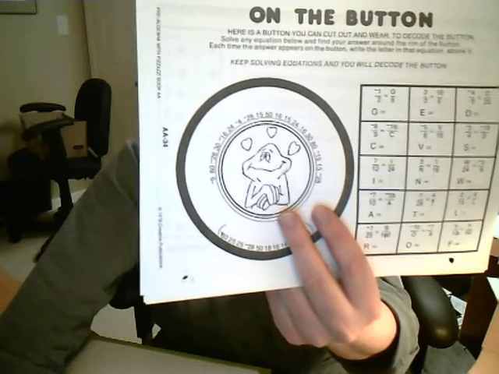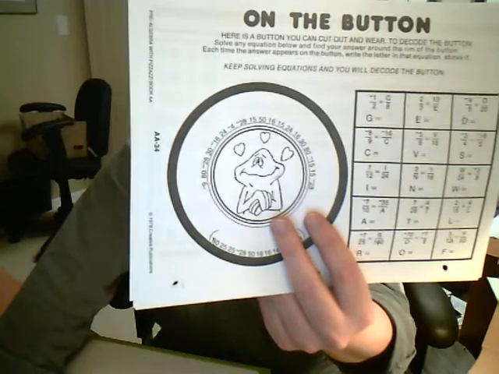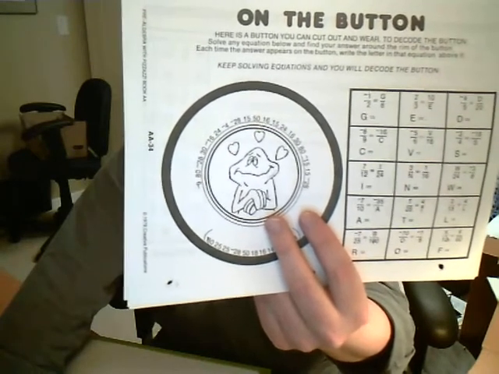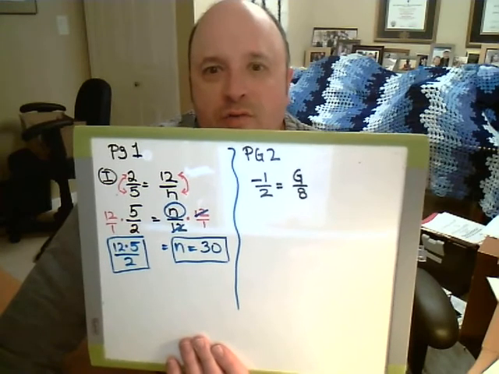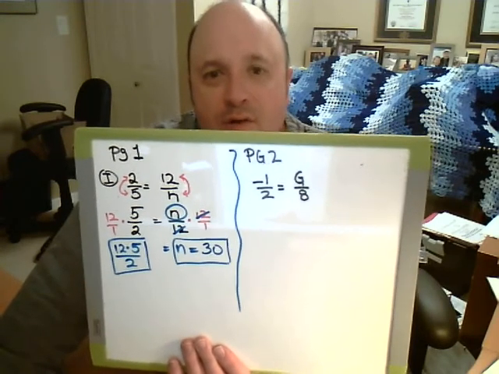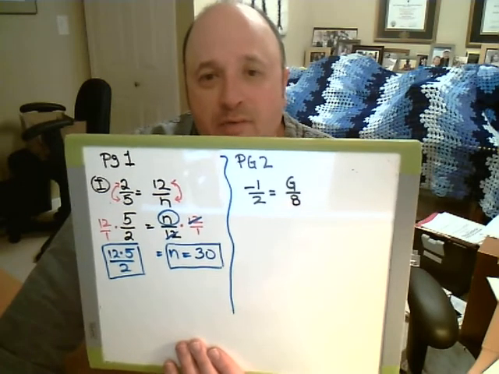Okay, so let's have a look at page 2. Very first one, negative 1/2 is equal to g over 8. Let's go through the process. Okay, negative 1/2 is equal to g over 8. There it is. Is the variable on top or on bottom? Yeah, the variable's on top. G is above the 8.